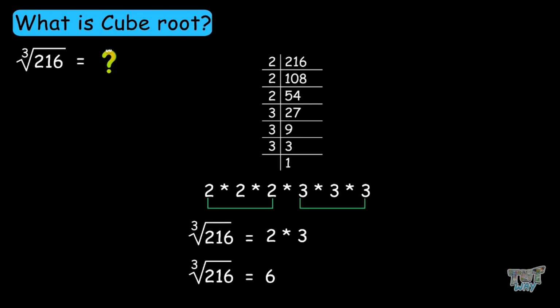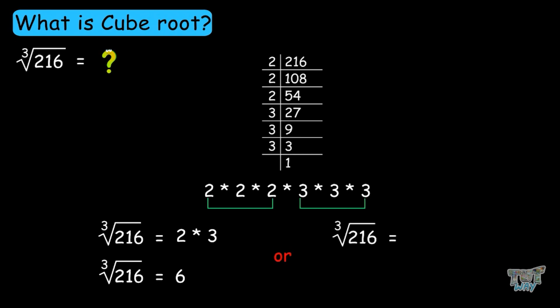You can also write it the other way. 216 is 2 raised to the power of 3 multiplied by 3 raised to the power of 3. You can write it like this, and then multiply 3 by 2. Therefore, 3 times 2 is 6.